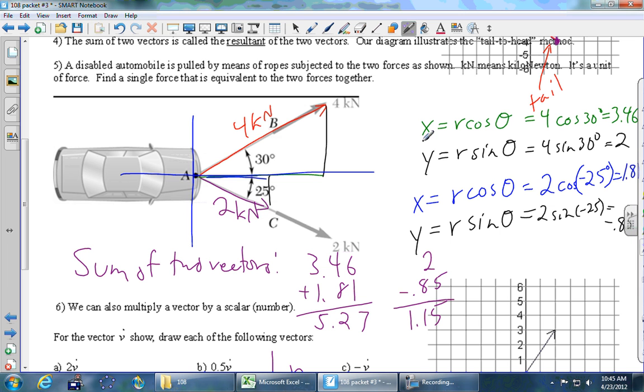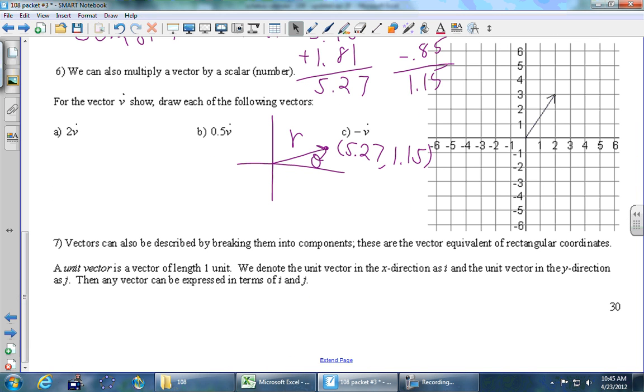Okay, so it turns out there's a real convenient way to write down these components, these x pieces and these y pieces. So it's down here in number 7. So we'll get a reader for 7. Can we go to Chris?